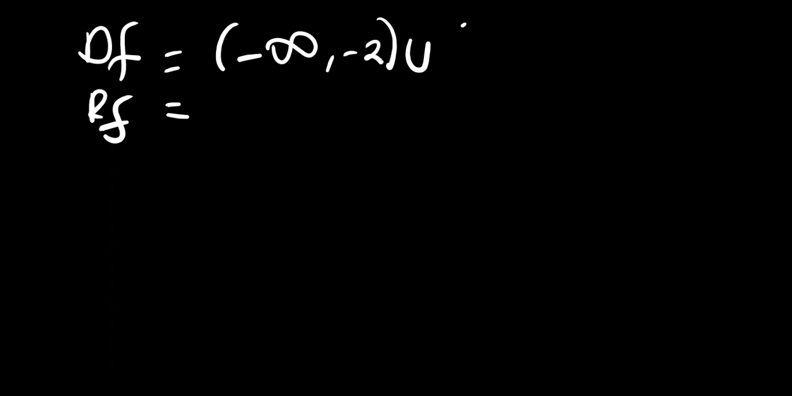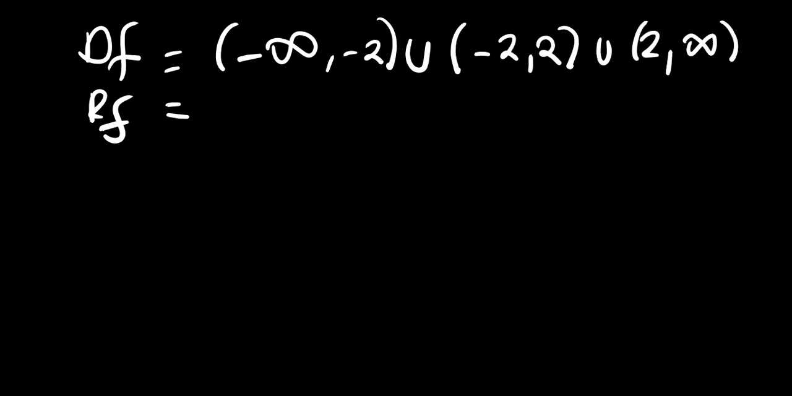Then we went to another interval, from negative 2 to 2. These ones are not included, they are asymptotes. Then we move from 2 all the way to positive infinity.